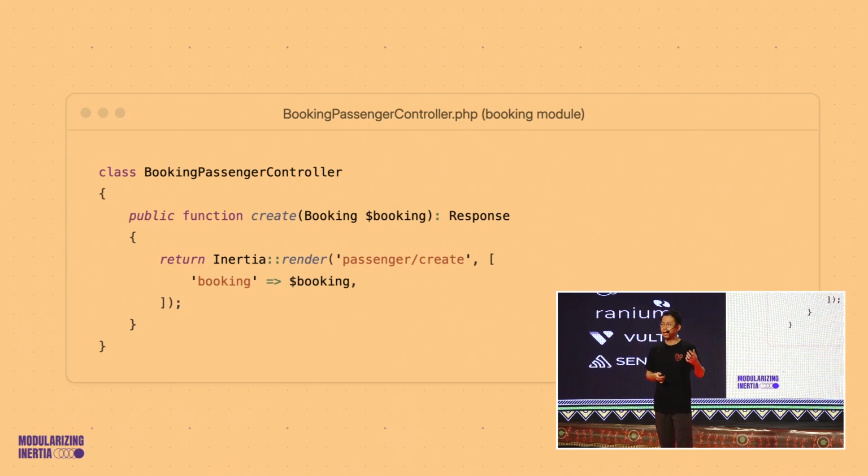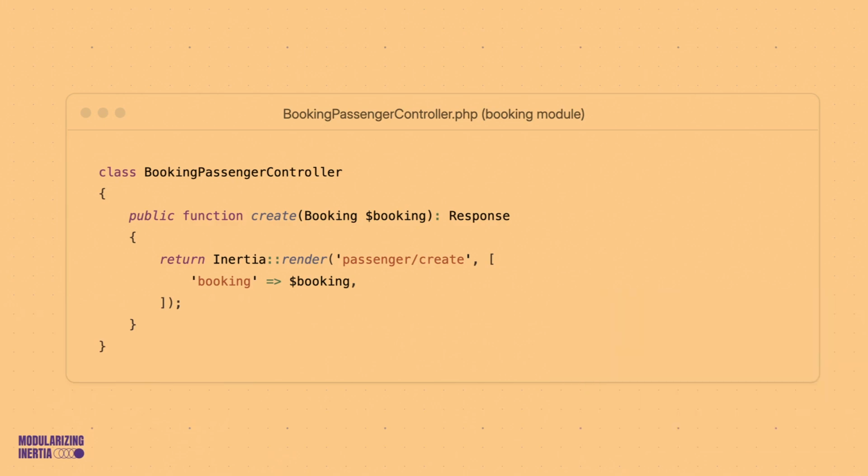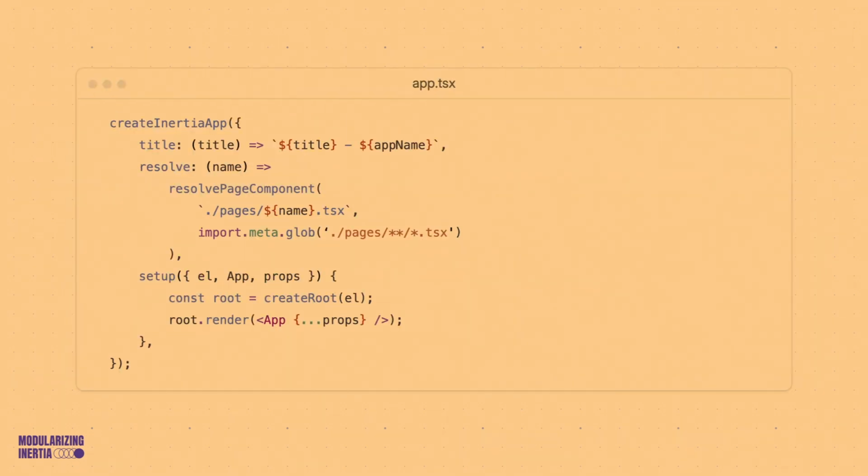And in the Laravel application, the Laravel backend controller, this is how we usually render Inertia components. In this example, the booking passenger controller lives in the booking module, and it renders the passenger create component, which also lives in the booking module. But again, Inertia has no idea about it and cannot render the component. And we can add a module prefix to the component path, but Inertia still doesn't understand it. So we need to do something on the front end as well.